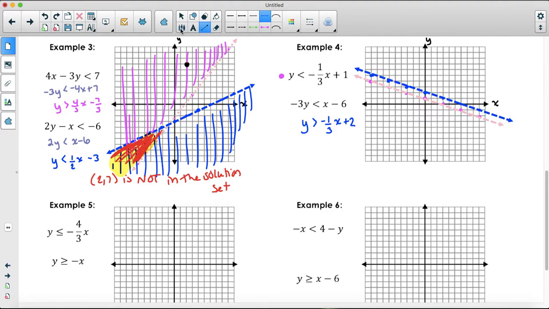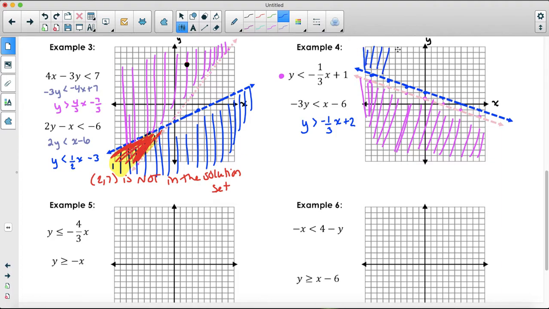And now to shade them. So for the pink, it says less than. So along the pink line, I'm going to go down. So this tells us that this is underneath. And then the blue is greater than. So along the blue line, I'm going to shade up. So above the blue line.